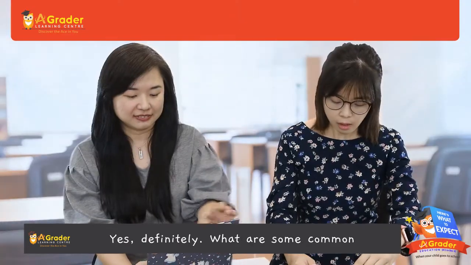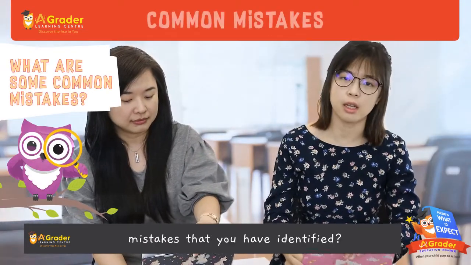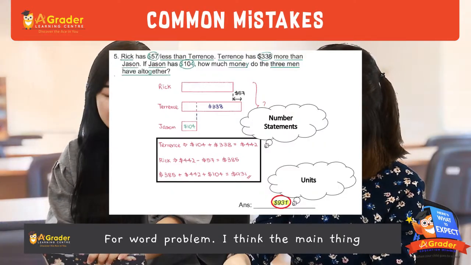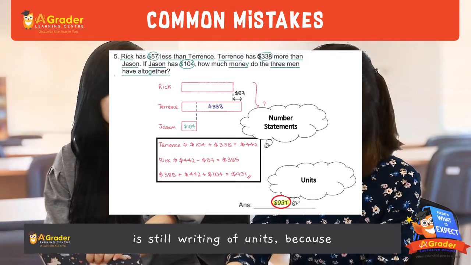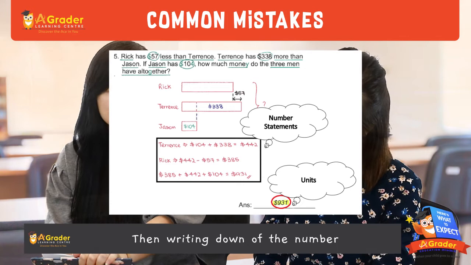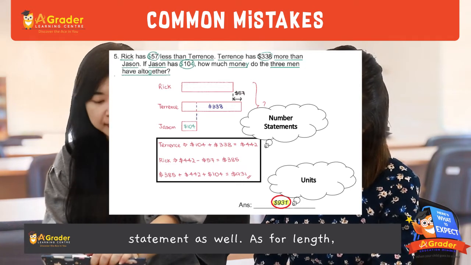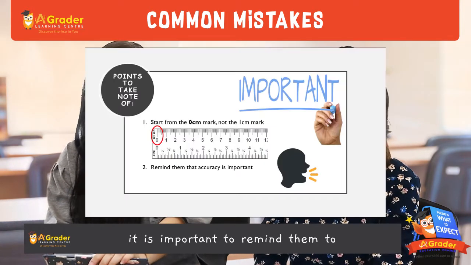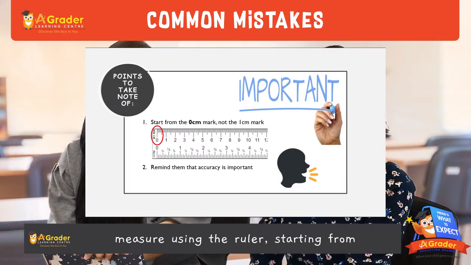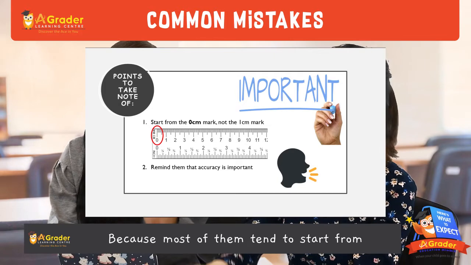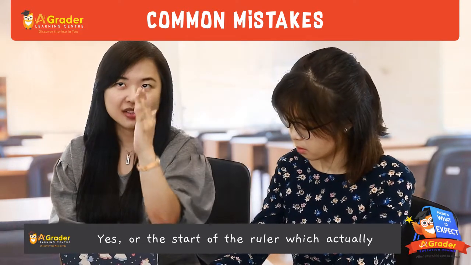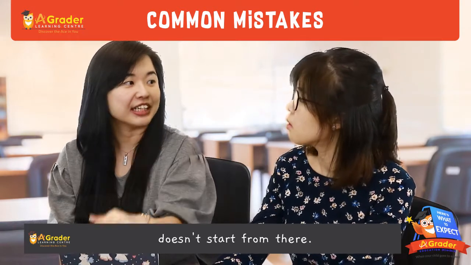Yes, definitely. What are some of the common mistakes that you have identified? For word problems, I think the main thing is still writing of units, because units are relatively new to them. Then writing down of the number statement as well. As for length, it is important to remind them to measure using the ruler, starting from the 0 cm mark, because most of them tend to start from the 1 cm mark. Yes, or the start of the ruler, which actually doesn't start from there.